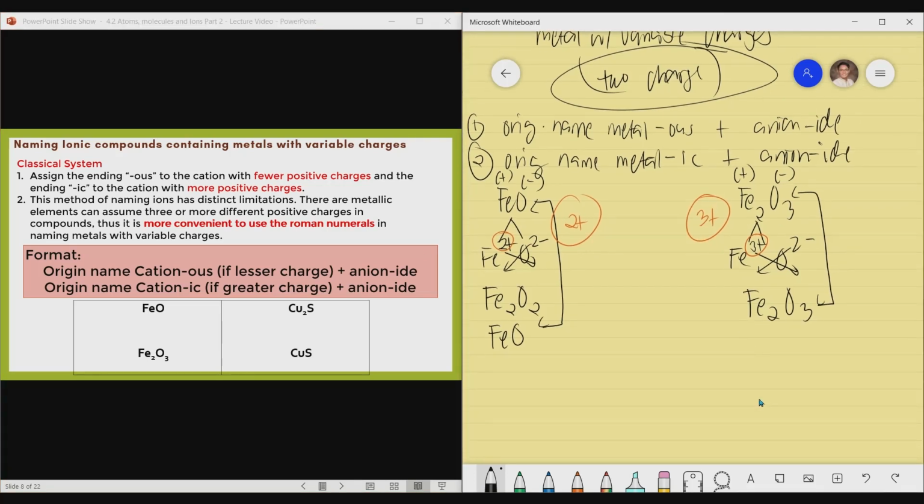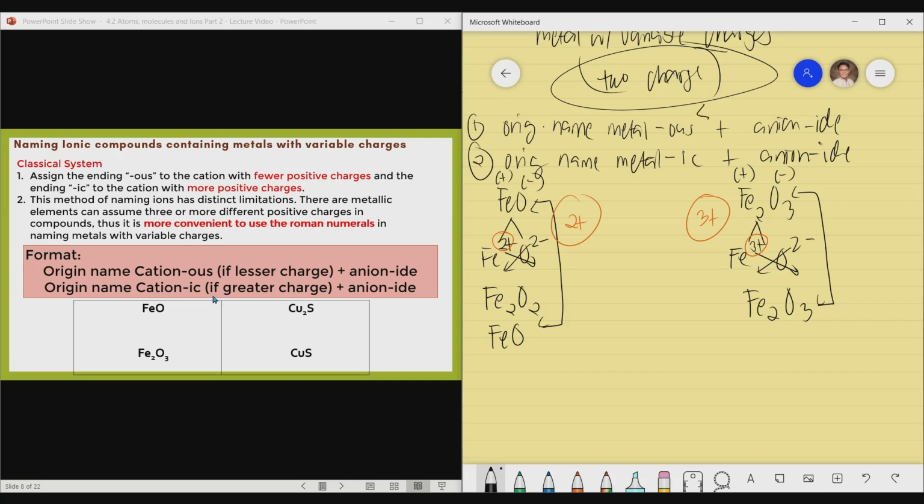Now, we can now name FeO. So, original name. The original name for iron comes from the word Fe. Yung ferrous and ferric. Ferrum, actually. It's not ferrous and ferric. So the original name for iron or Fe, correct me if I'm wrong, okay? Fe is ferrum, I think. So original name is ferrum. So original name, metal plus OUS. Gagamitin mo po si OUS for lesser.